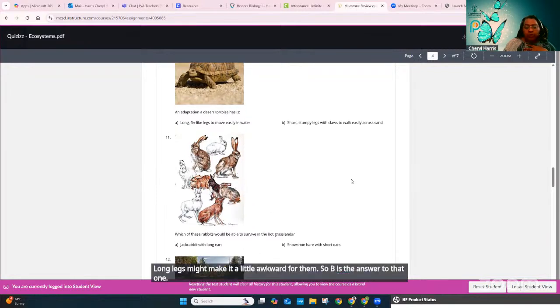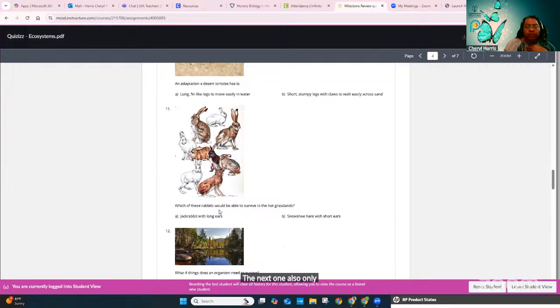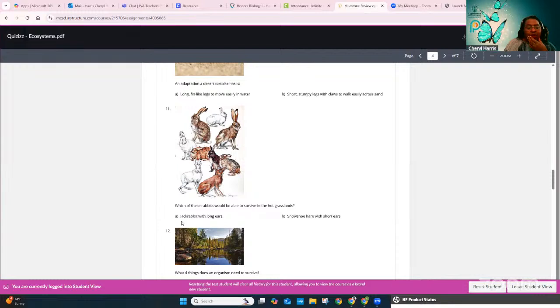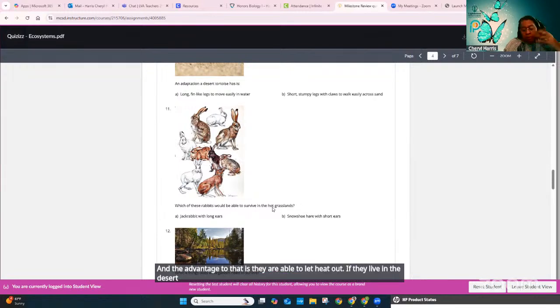The next one also only has two choices. Which of these would enable it to survive in a hot grassland? And I'm going to tell you this one. The jackrabbit has long ears, and the advantage to that is they are able to let heat out. It's not desert, it's grasslands, but it's hot, so they can let some of the heat out of their body by having these long ears. So A is the answer to this question.